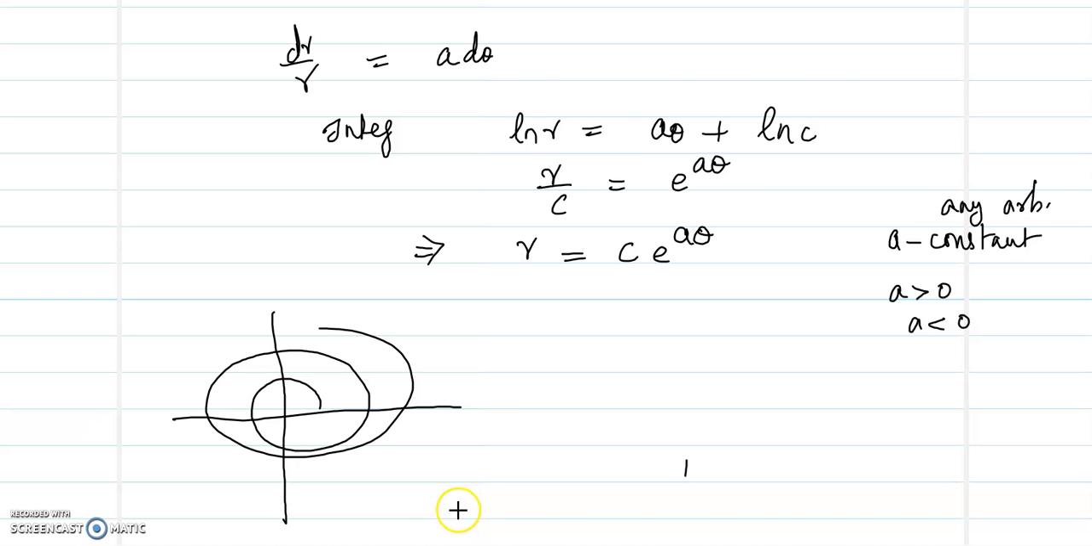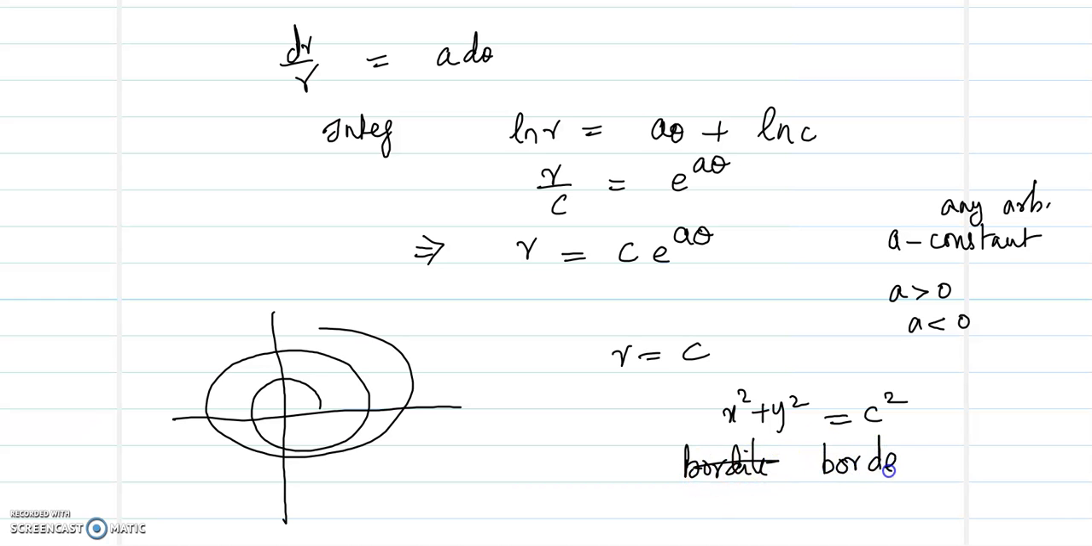When a is equal to 0, this will be r equal to c, which is a circle. So we will be getting x square plus y square equal to c square in that case. That is the case where you have a center, the circle case. That comes under the case of center. So this center is called a borderline case.